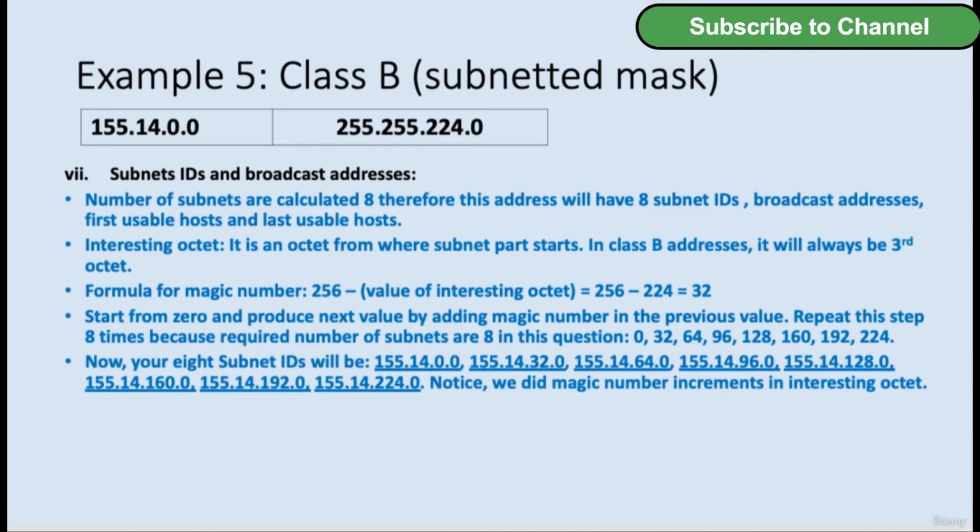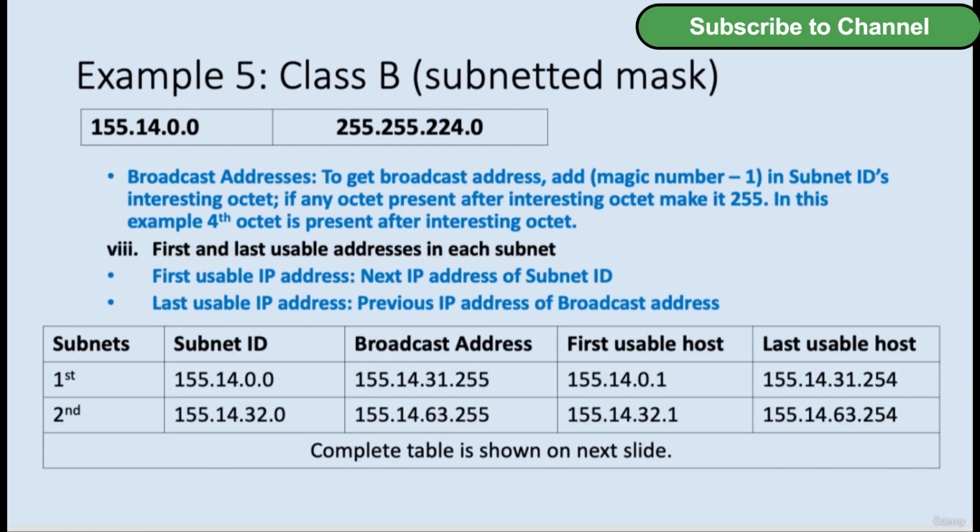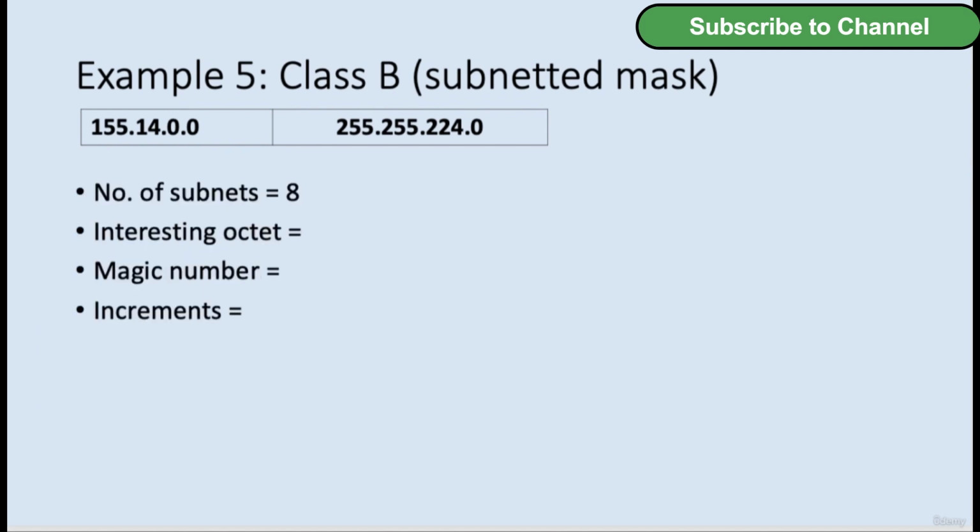In the previous slide, we calculated that 8 subnets are present in this network. So we will calculate 8 subnet IDs, 8 broadcast addresses, 8 first usable hosts, and 8 last usable hosts. Next thing is the interesting octet. In class B addresses, the interesting octet is always the 3rd octet.